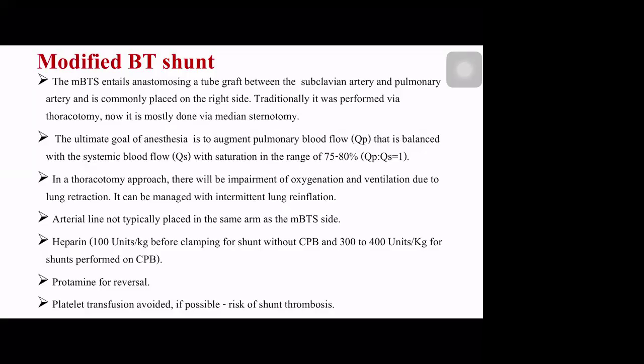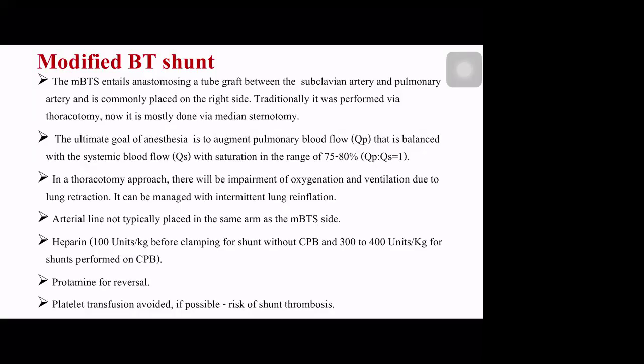In a thoracotomy approach, there will be impairment of oxygenation and ventilation due to the lung retraction. The surgeon places a large mop to reduce the lung volume for better exposure. If because of that there is severe lung collapse and you are struggling with the saturation, then with intermittent lung reinflation, that situation can be overcome. And once the procedure is over, definitely by manual bagging, both the lungs should be reinflated adequately before shifting the patient to the ICU.